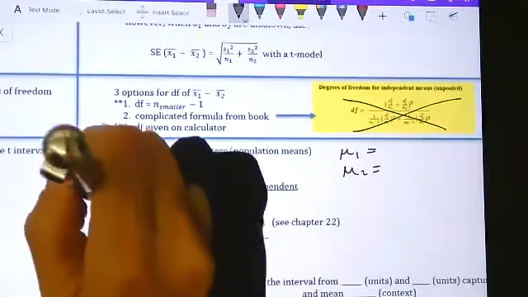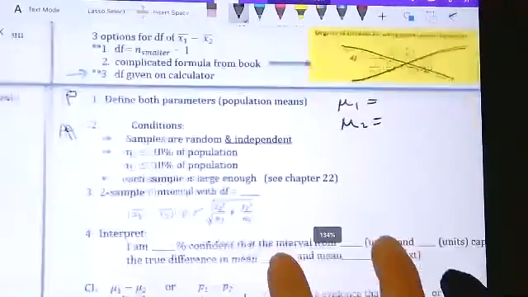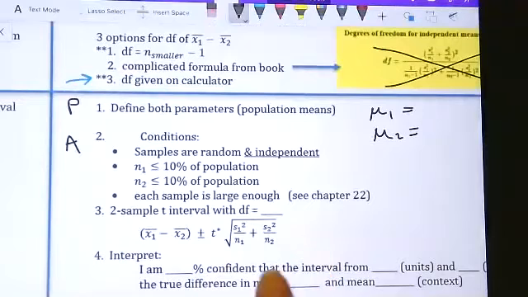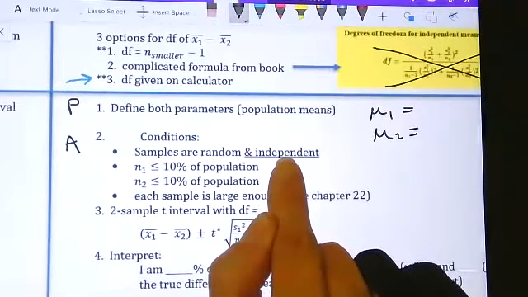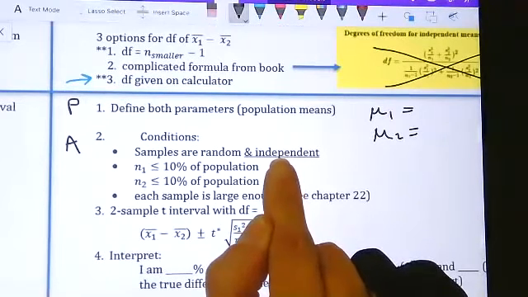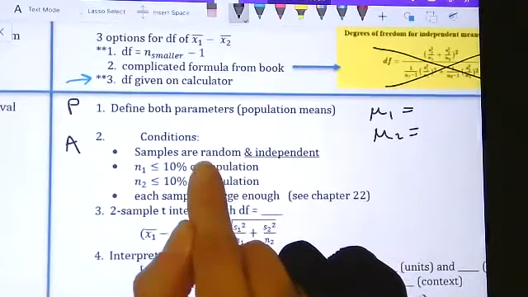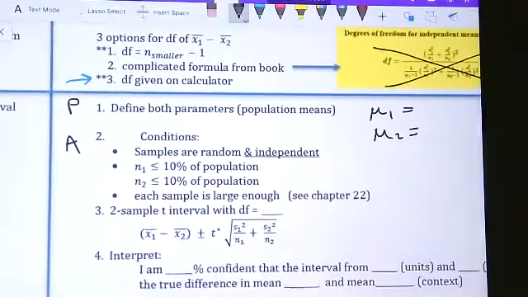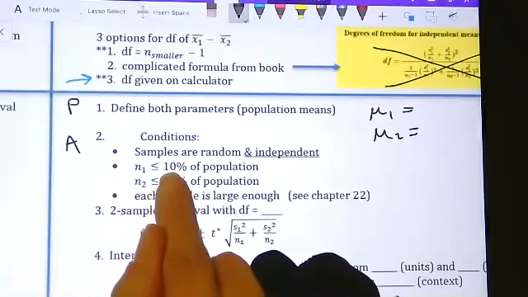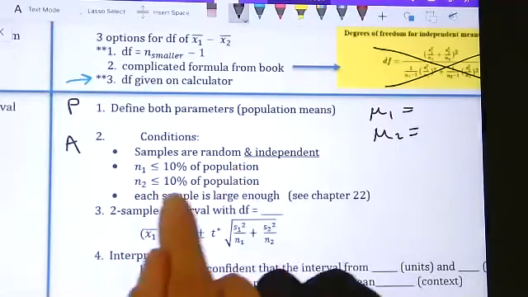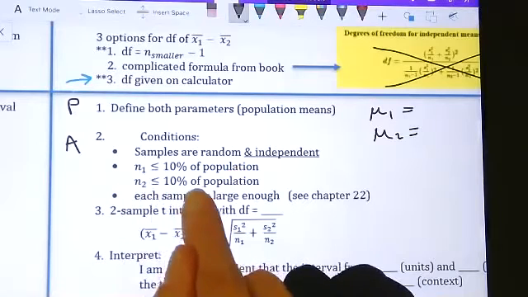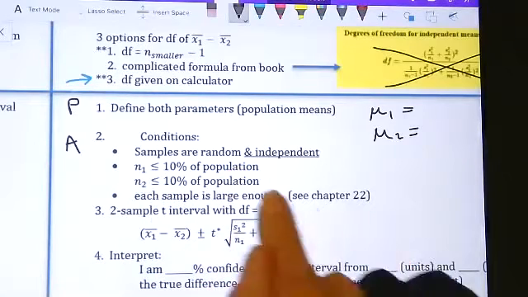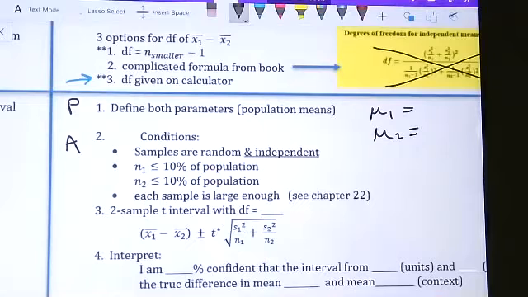Step two, check your assumptions and conditions. Just like proportions, because we have two separate samples, we do need to have the two samples be independent from each other. So these conditions should be pretty familiar. Random samples that are independent from each other. 10% condition for both samples. You got to check each sample separately. So sample 1, n1, is less than 10% of its population. Sample 2, n2, is less than or equal to 10% of its population. That's for the independence within the sample.